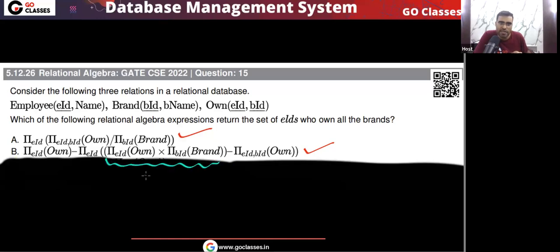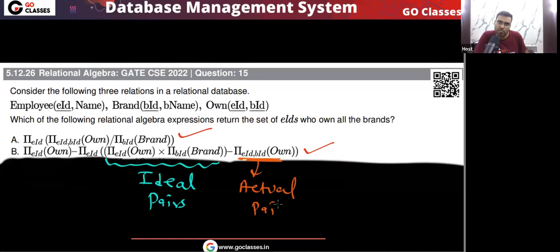This is the ideal minus actual. If you remember, in our lectures we have already seen this. This is ideal: basically EID cross product with BID of the brand table. These are the ideal pairs minus actual pairs. Ideal pairs minus actual pairs. This will give you what?